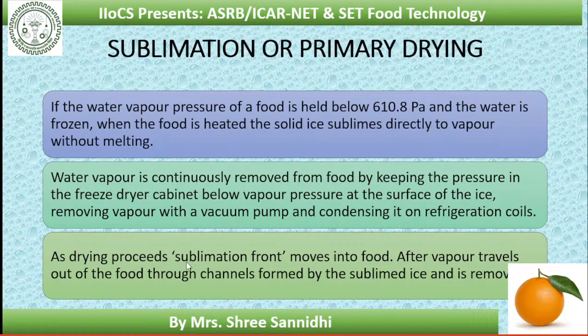As drying proceeds, the sublimation front moves into the food. So what is the sublimation front? The layer which is undergoing sublimation is called the sublimation front. Okay, usually the outermost layer undergoes sublimation first, then the sublimation front goes on moving to the inner layers. Okay, the vapor travels out of the food through channels formed by the sublimated ice and the vapor is removed.